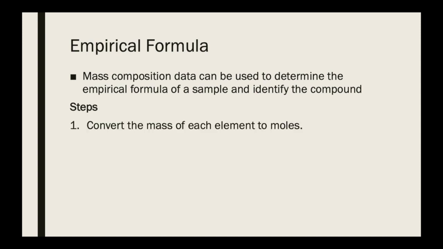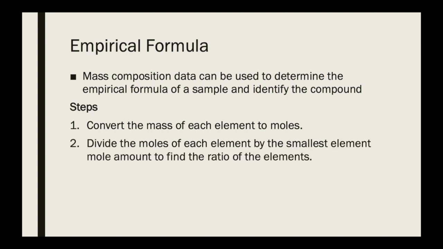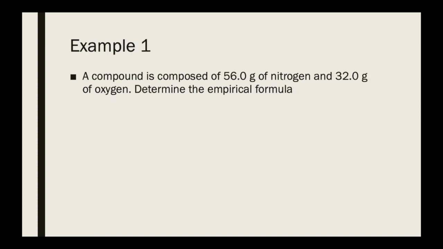First off, you're going to need to convert the mass of each element to moles. Secondly, you're going to divide the moles of each element by the smallest element mole amount to find the ratio between the elements. That might seem confusing, but it'll make more sense once we do an example together. And third, you're going to use that ratio to write the empirical formula for the compound. So let's look at an example.